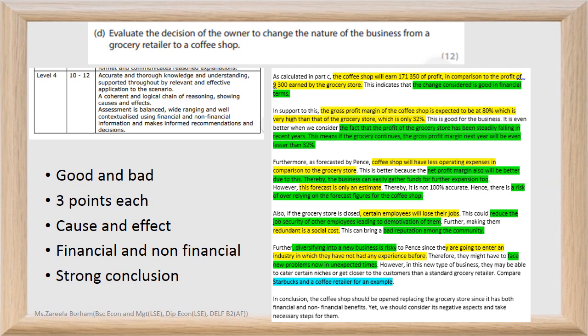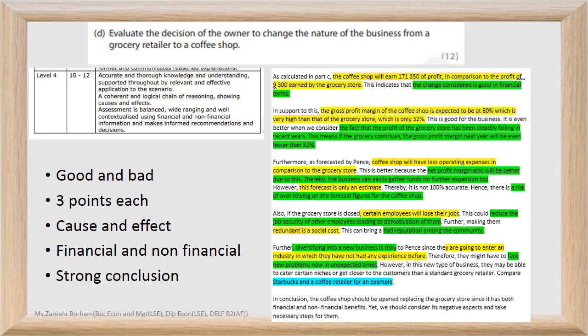Further, diversifying into a new business is risky for the parents since they are going to enter an industry in which they have not had any experience before. Therefore, they might have to face new problems at unexpected times. However, in this new type of business, they may be able to cater to certain niches or get closer to the customers than a standard grocery retailer.